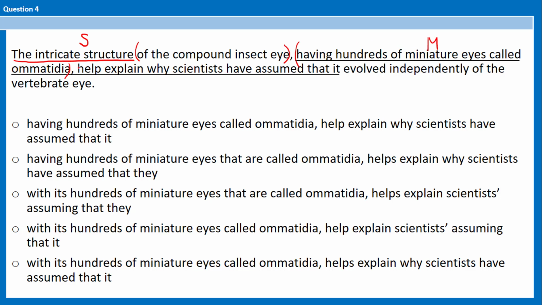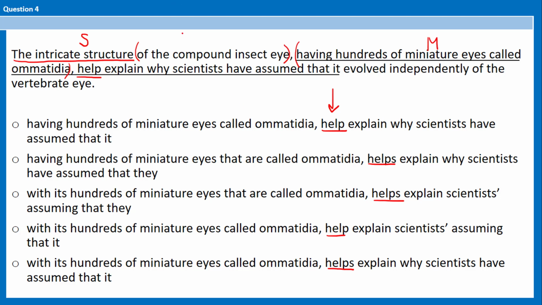And then you have a verb. So the structure, help explain why scientists have assumed that it evolved independently of the vertebrate eye. Let's focus on some splits. I found a mistake. The structure is singular, but the verb help is plural. So let's focus on the split right here. Help, helps, helps, help, helps.